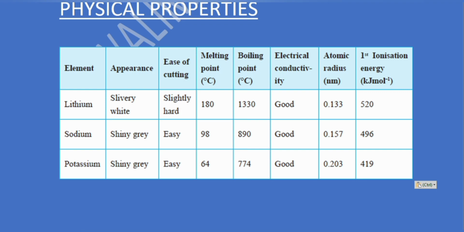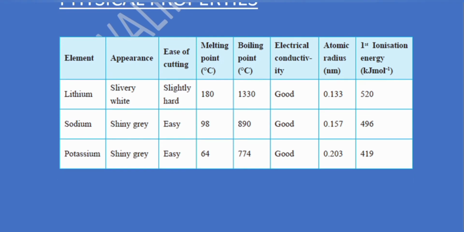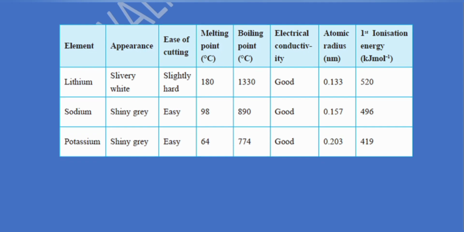And then when we look at sodium, it is shiny gray, it is easy to cut, a melting point of 98 degrees Celsius, boiling point of 890. It is good in electrical conductivity. It has an atomic radius of 0.157. First ionization energy, it is 496.